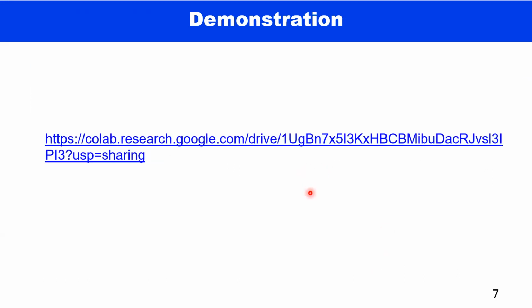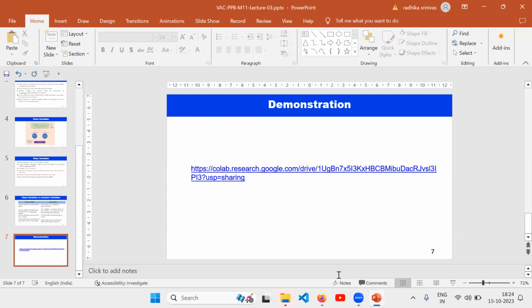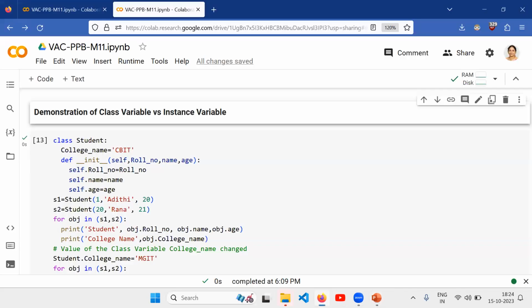Now let us look at the demonstration of a program to show the difference between a class variable and an instance variable. So, demonstration of class variable and instance variable.